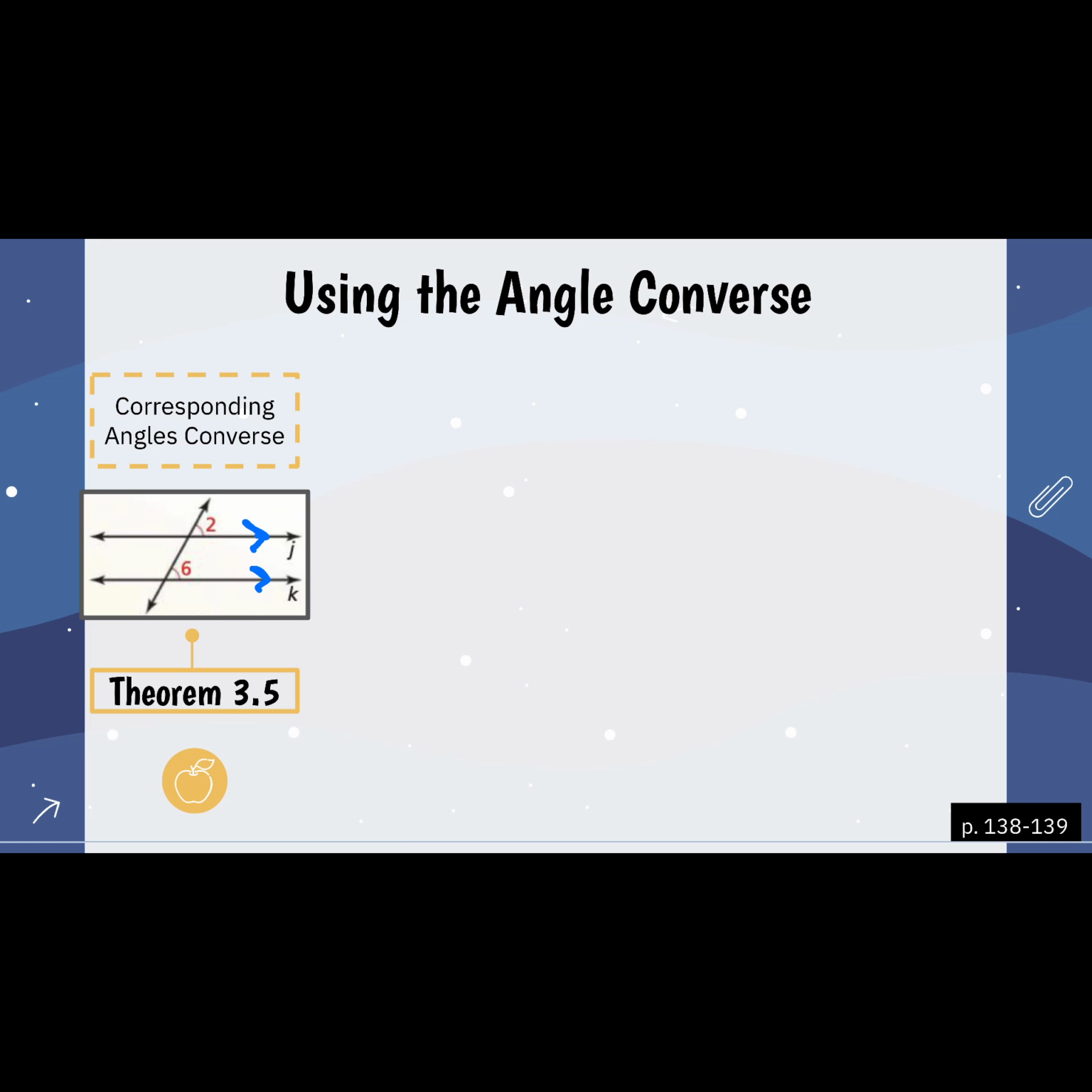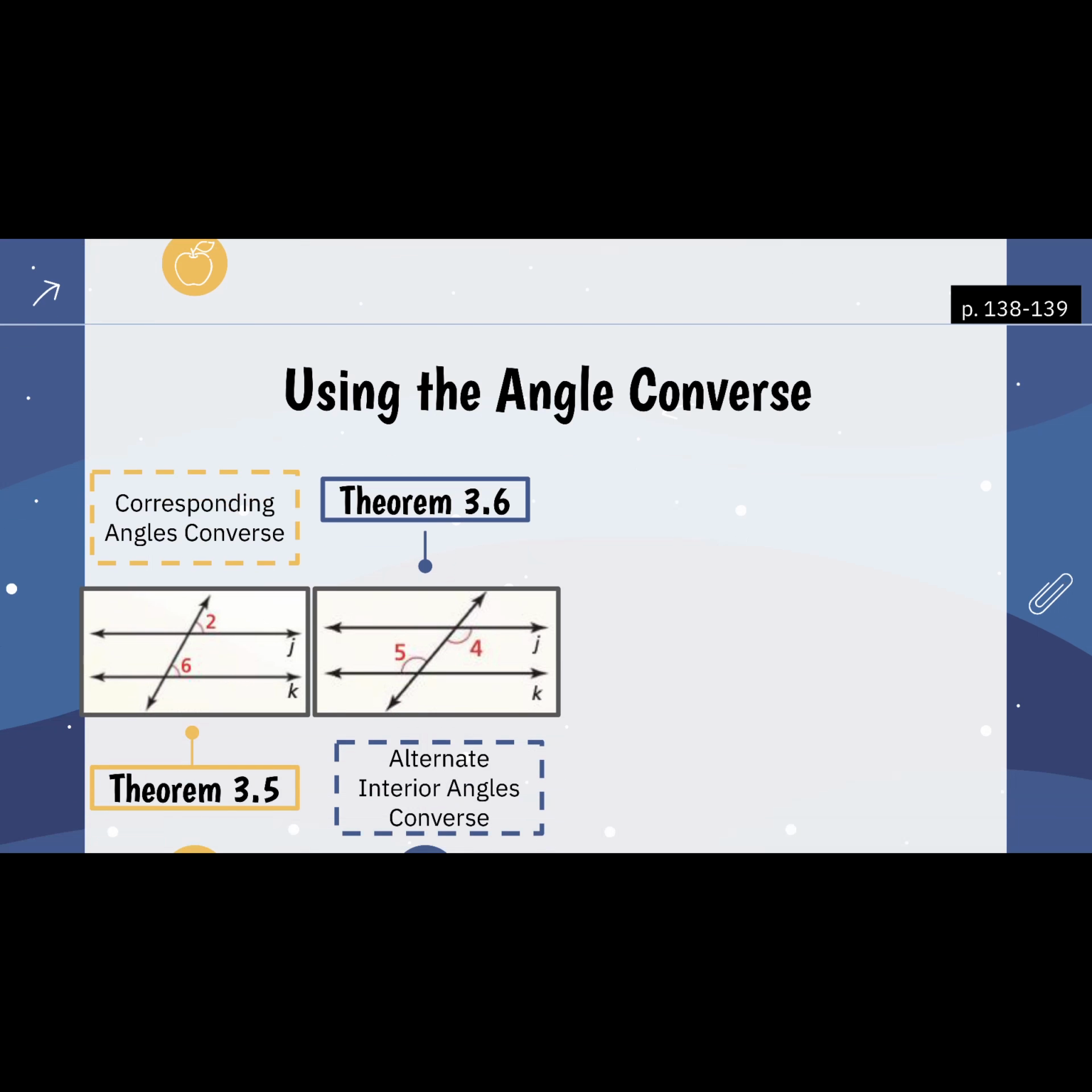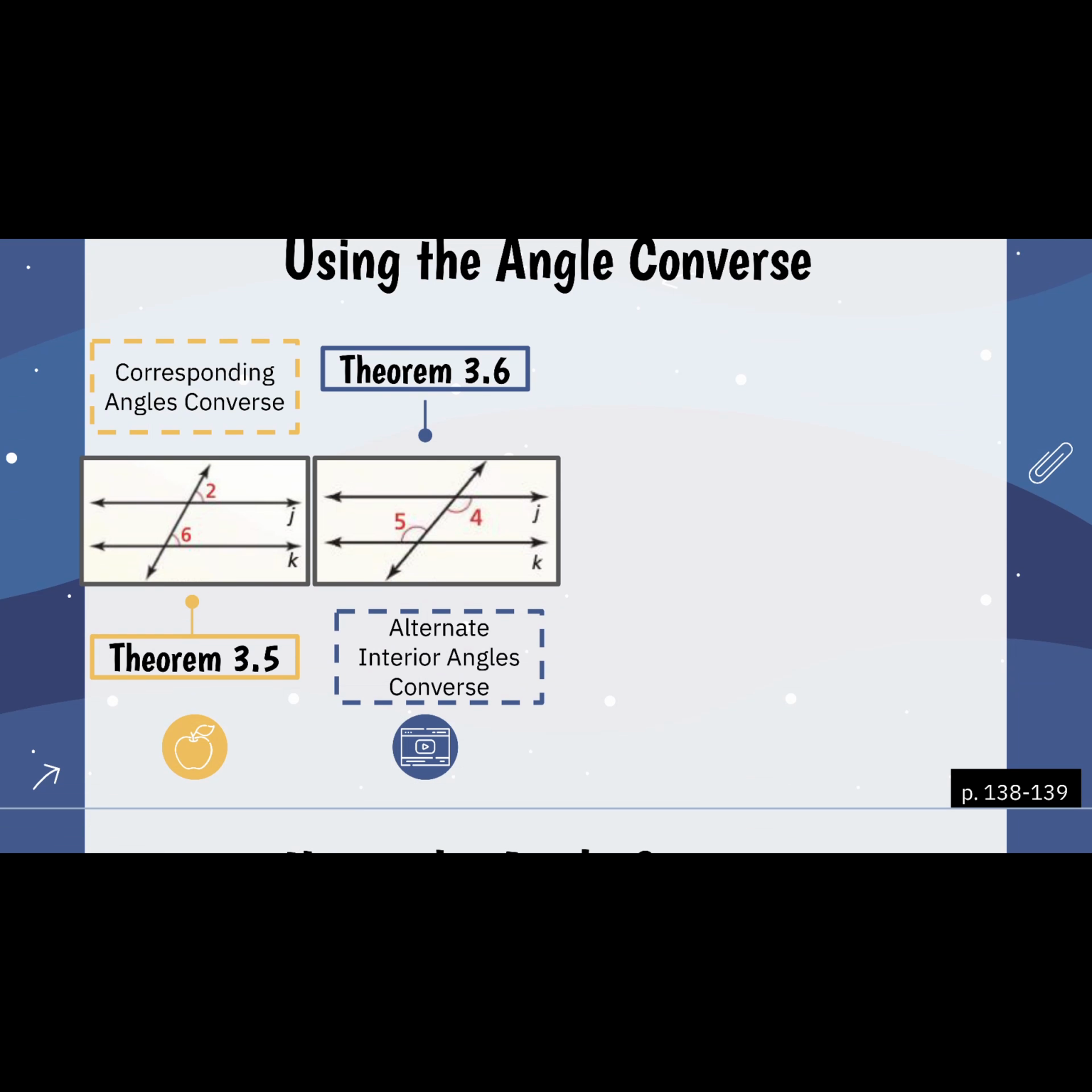Let's look at another one. Another angle converse is theorem 3.6. Now in this one, you'll probably just want to write and draw one transversal, just like we have been the last couple of days. Draw one of them, label all the numbers, and then put your theorems on the side. Sorry, I should have mentioned that at the beginning. So you want that picture up.